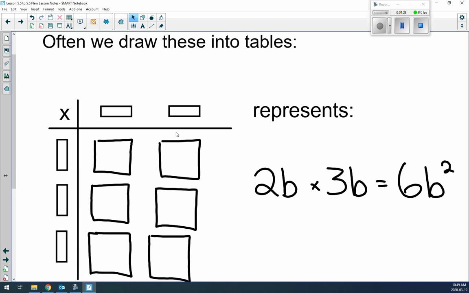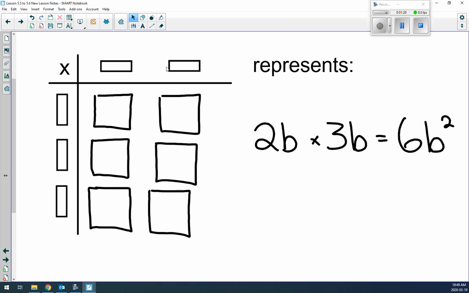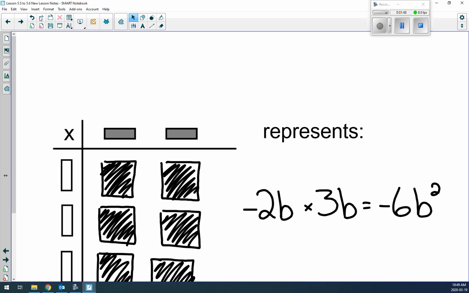And some people understand tables a lot more. So this is, pick your variable again. So this is b, 2b up here at the top, and 3b down the side, and we're multiplying. Well, when you do this, these two together form this big square right here. So that might be an easier way to do it. And again, like I said, you don't have to use Algetiles if you understand how to multiply polynomials from the previous part A lesson. Okay, go to the next page.